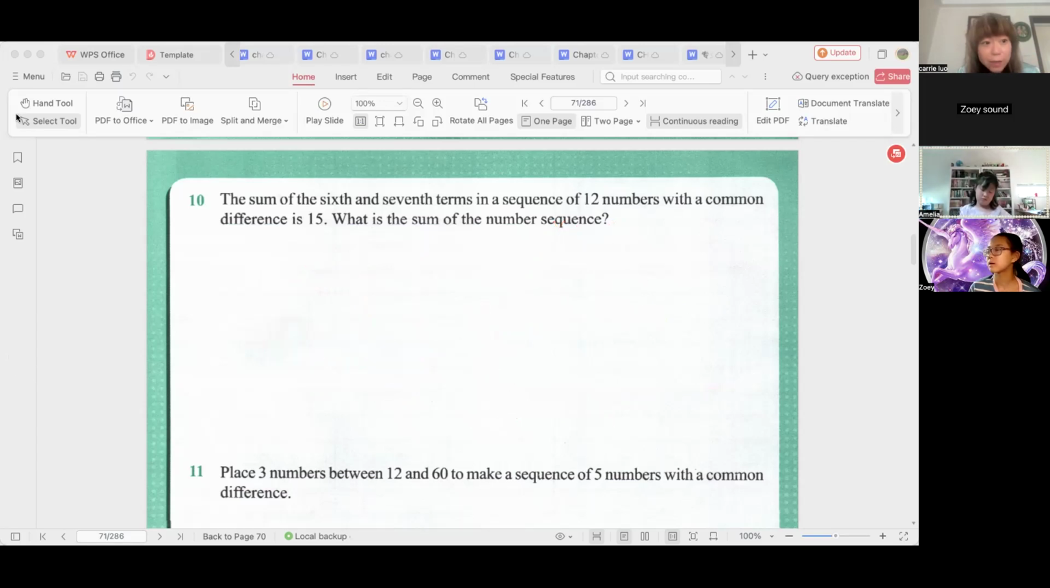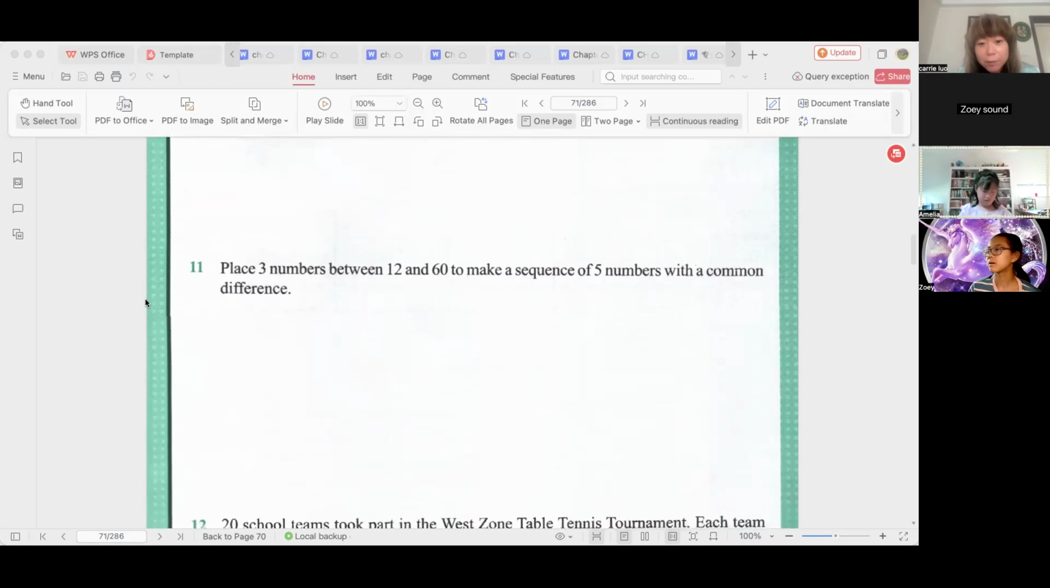Okay, so let's take a look at the next one. Place 3 numbers between 12 and 60 to make a sequence of 5 numbers with common differences.